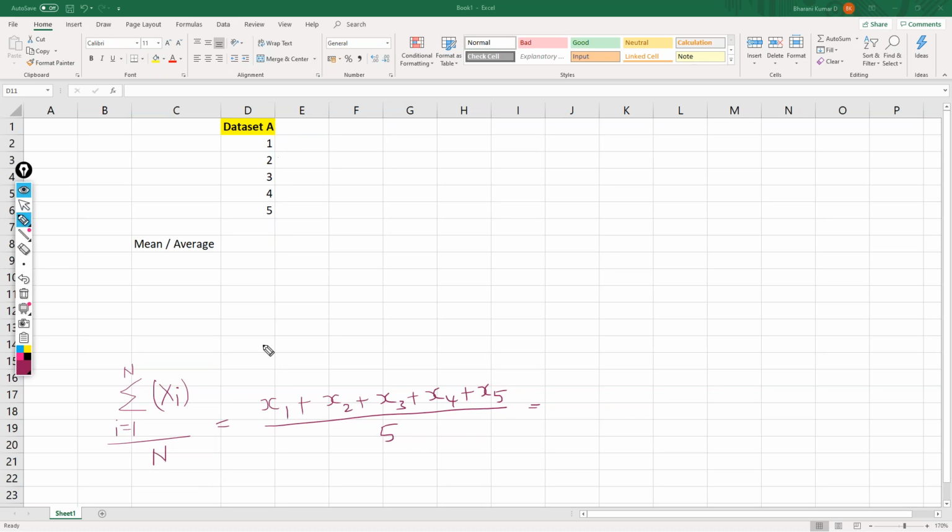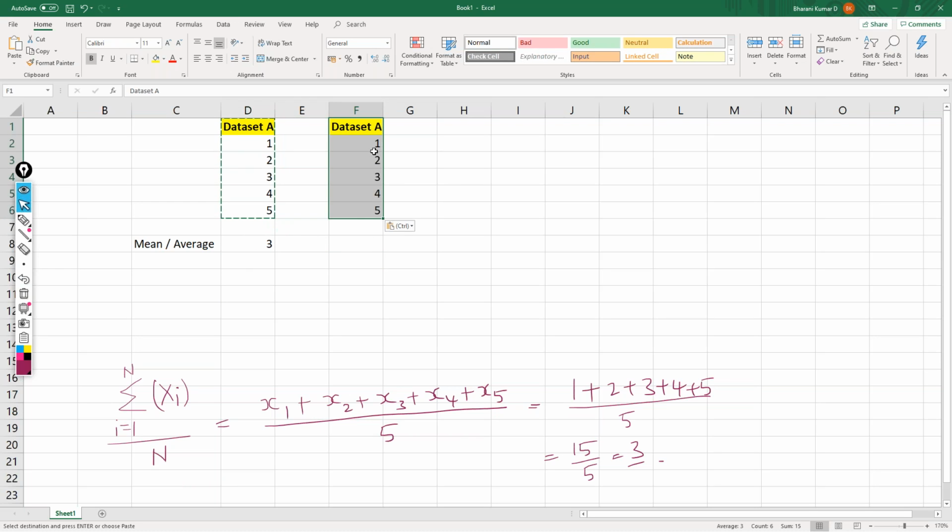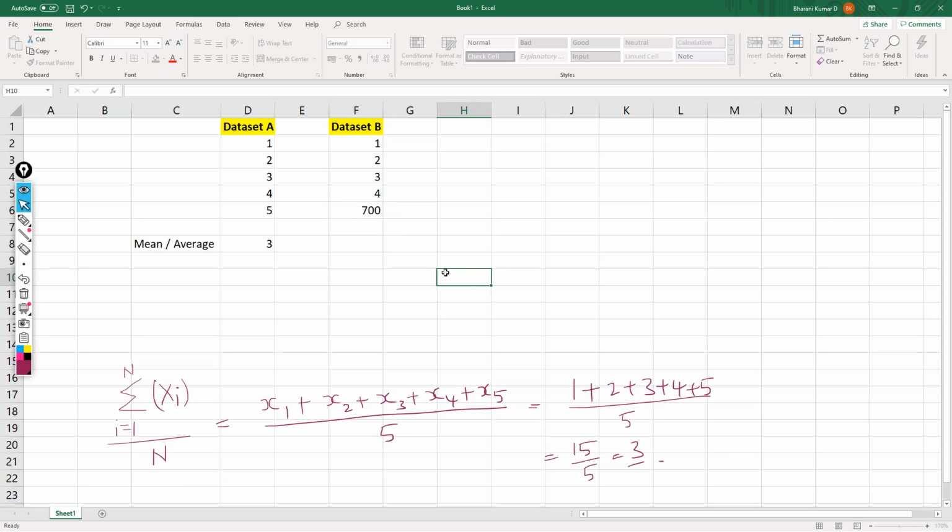Then just substitute x1 is 1, x2 is 2, x3, x4, and x5. You divide it by 5, and then you get 15 by 5. 15 by 5 is nothing but 3. So the mean or average happens to be 3. Very simple. Let me take another data set. I'm going to copy the same stuff here. I'll call this dataset B, and I'm going to change this number from 5 to 700. I'm going to change only a single number from 5 to 700.